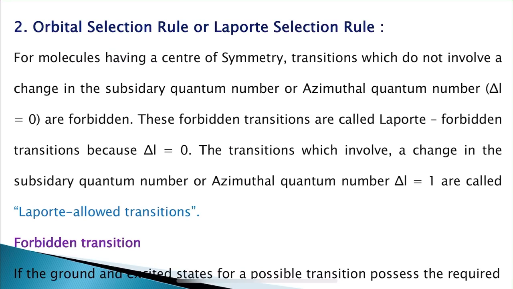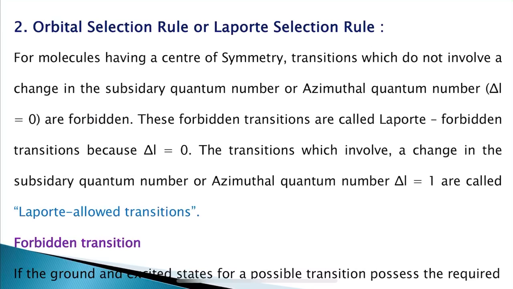The second one is the orbital selection rule, also called the Laporte selection rule. Here, for molecules having a center of symmetry, transitions which do not involve a change in the subsidiary quantum number, or azimuthal quantum number, represented by small letter l, that is delta l equal to 0, are forbidden.